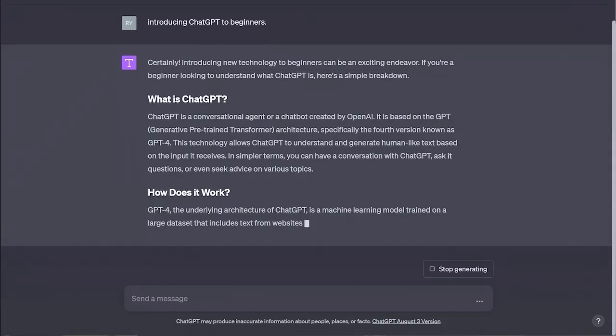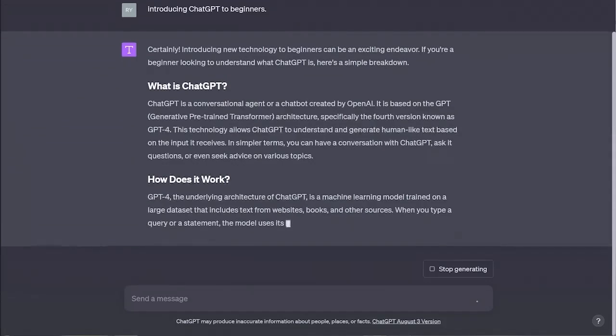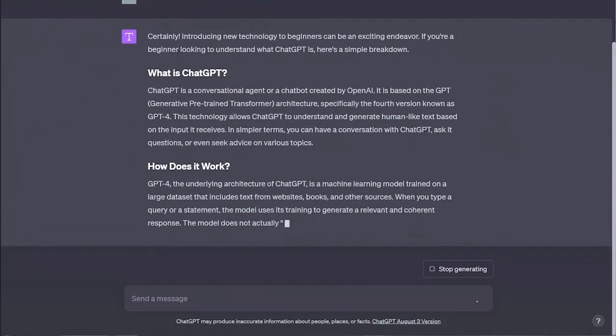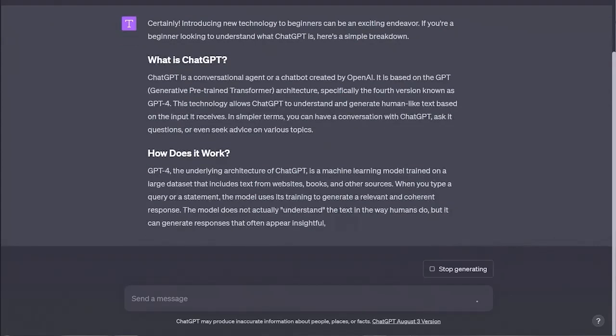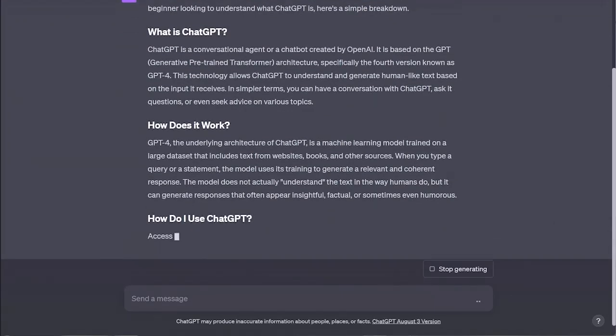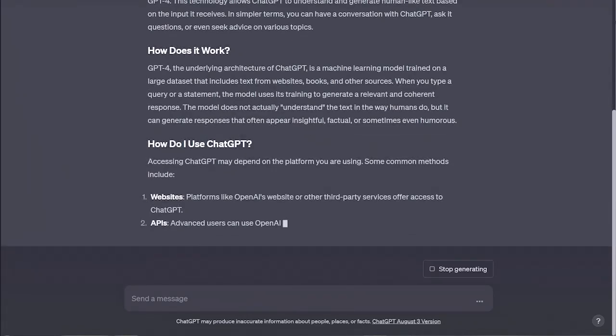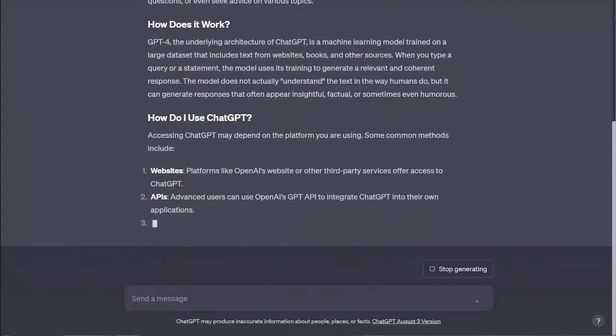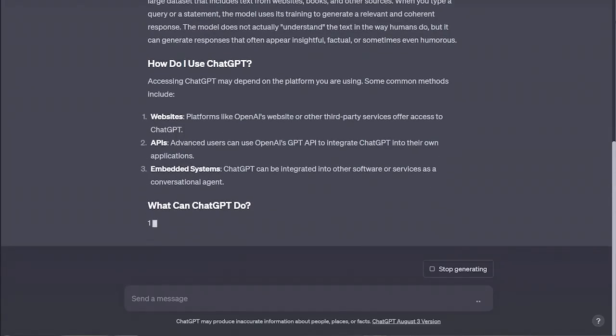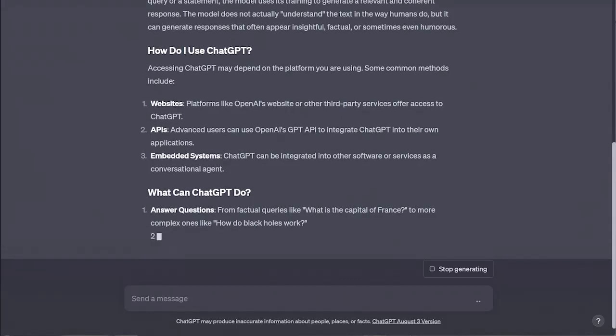Since we're targeting beginners in this demo, we want to make sure our prompts get ChatGPT to generate simple, straightforward, and easy-to-understand responses. We also want to ensure that the prompts focus on basic concepts and practical applications of ChatGPT, as that is what beginners are likely to be most interested in. Once you have the context, you're ready to write your first prompt.